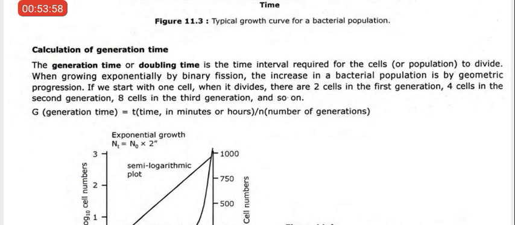Calculation of generation time. The generation time or doubling time is the time interval required for the cells or population to divide. When growing exponentially by binary fission, the increase in a bacterial population is by geometric progression. If we start with one cell, when it divides there are 2 cells in the first generation, 4 cells in the second generation, 8 cells in the third generation, and so on. Generation time G is equal to t by n, that is, time in minutes or hours divided by n, the number of generations.